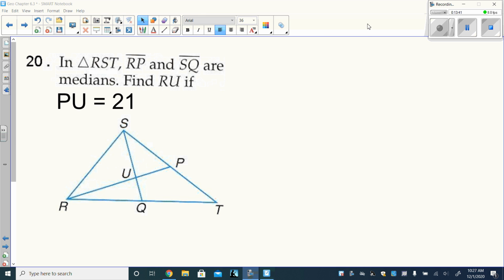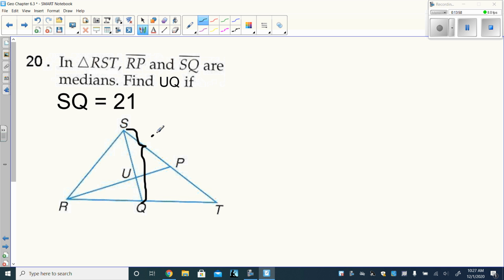All right, now we're going to look at this one here. Well, okay. Tweaked it just a little bit. SQ is 21, and we want to find UQ. We want to find the smaller. So on this one here, they told us the distance from S to Q, the whole length, is 21 units. We want to find out what the length of this is, the smaller.